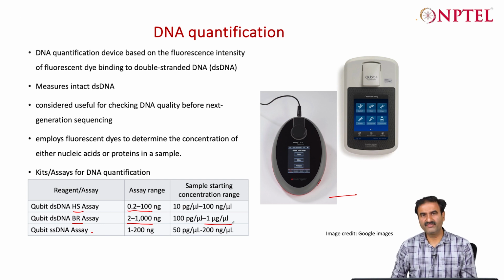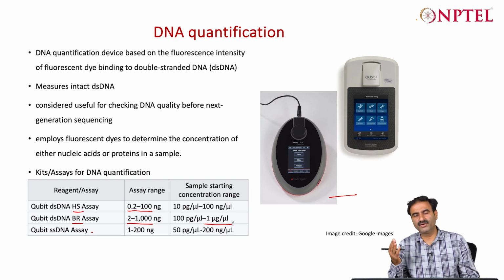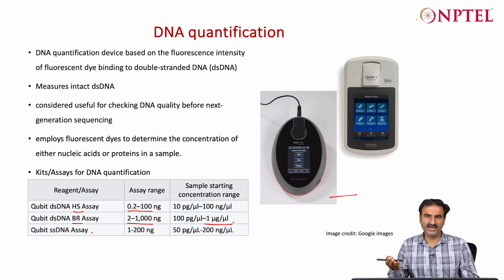So Qubit is one of the instruments that you would like to have for DNA quantification, because when you are sending the DNA out to some agency for sequencing, or even for your internal validations and library preparation steps, Qubit is the instrument that is desired to accurately estimate the amount of DNA.